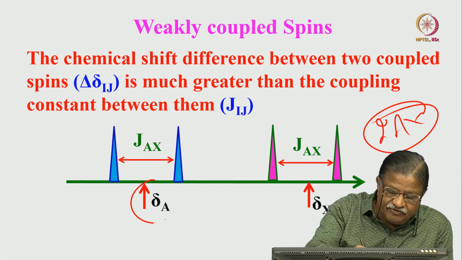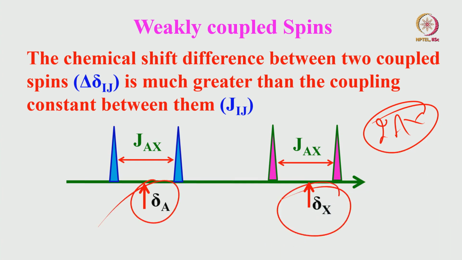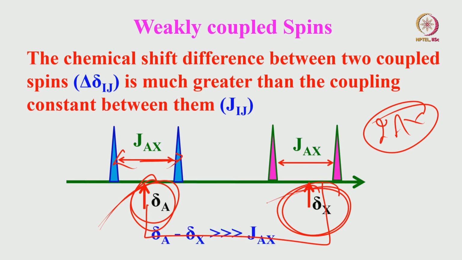This is the chemical shift of A, this is the chemical shift of X. It is a doublet that we have been seeing already. I explained to you this separation is the J coupling. Now measure the separation between the chemical shift of A and the chemical shift of X, the difference delta A minus delta X. If this is very large, this is the type of pattern you are going to get.